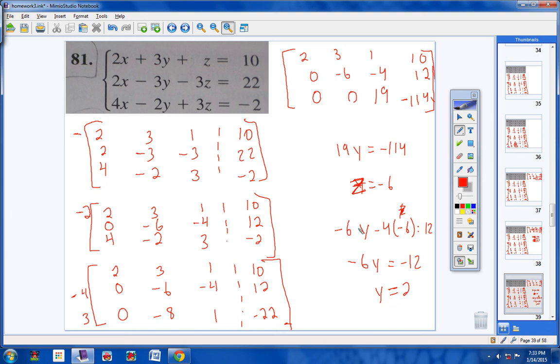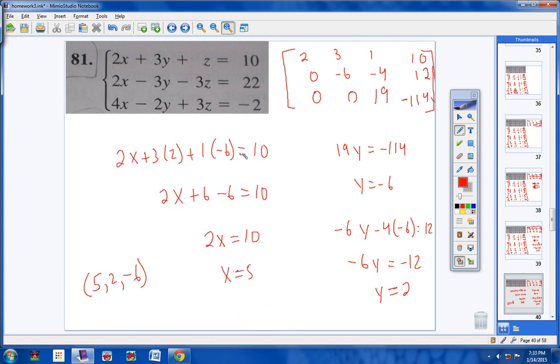Now, continuing on, I noticed in this equation up here, I had 2x plus 3y plus z equals 10. So my equation would look like this right here. And so where the y is, I put a 2. Where the z is, I put a -6, and then I solved. 3 times 2 is 6, 1 times -6 is -6. Combine these two, you get 0. 2x equals 10, divide by 2, x equals 5, and that is the correct answer in the back of the book.